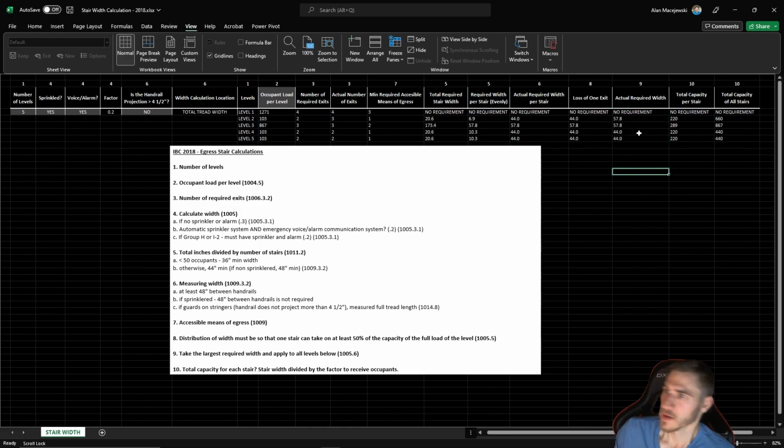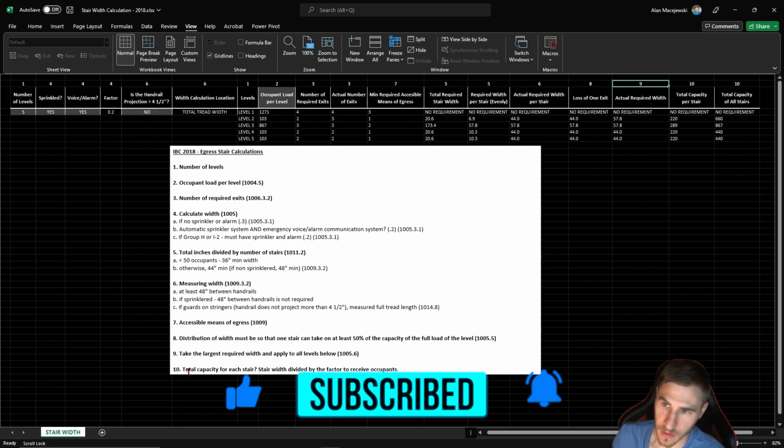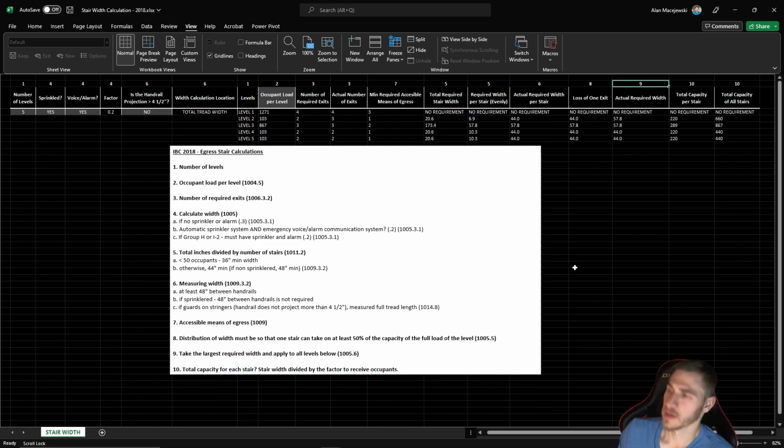What this really means, if we look at what it's referring to, number 9, is: take the largest required width and apply it to all levels below, 1005.6. What that is saying is that if I have to exit a bunch of people on one level, and that's the top level, well, I need to have the stair width required for that level, obviously, but because that is above level 1, I need to maintain that stair width all the way down, regardless of the occupant load on any other level. So what's a good way to do this?